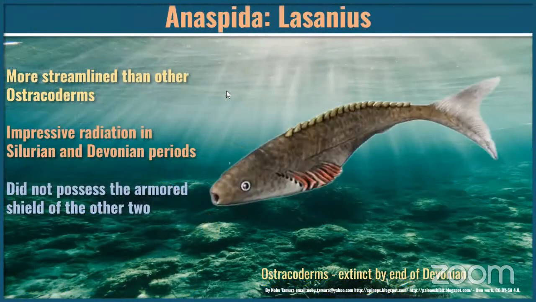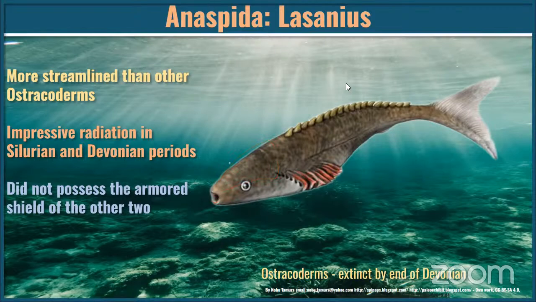Another example of an ostracoderm here is Lysanias. This one is more streamlined in shape. There's really an open hole here at the mouth parts. We see a lot of radiation of similar things to this example as we move through the Silurian and into the next period, the Devonian. While this is related to some of the other ostracoderms, we don't have that armored head shield on this one. So it's becoming a little more different as it becomes more streamlined and starts to adapt to different environments.